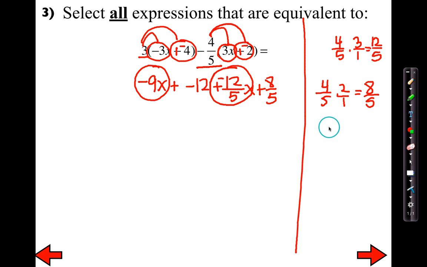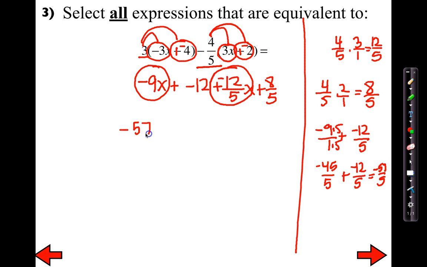So let's go ahead and do some more side work. Negative 9 over 1 to make into a fraction, plus a negative 12 over 5. 5 is going to be our lowest common denominator, so we're going to have to multiply this by 5, which leaves me with negative 45 plus, this is going to stay the same since the denominator is already a 5, leaving me with a negative 57 over 5. So we have negative 57 over 5x. Now we're going to combine a negative 12 with a positive 8/5.